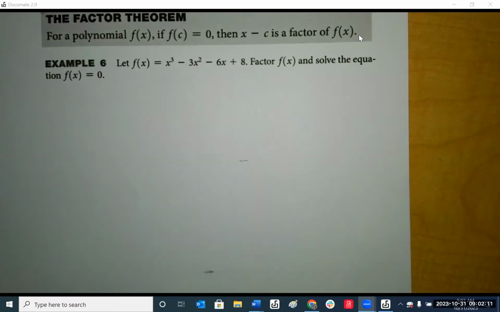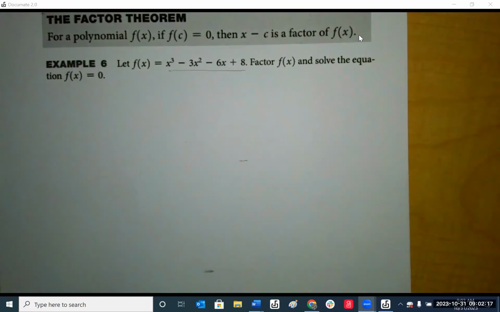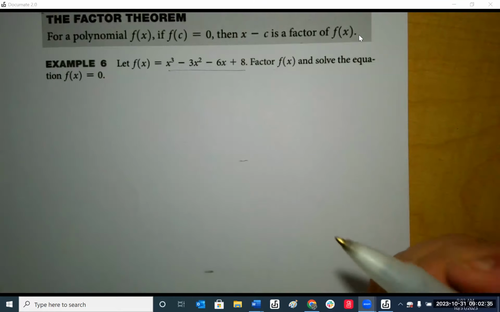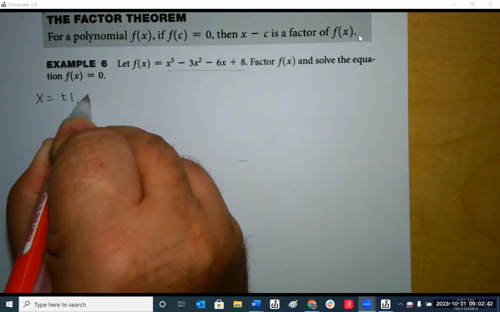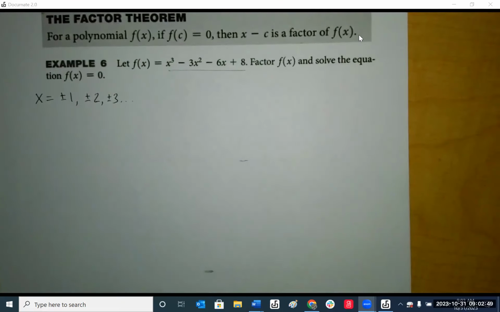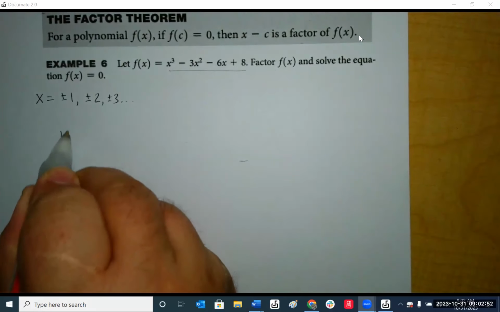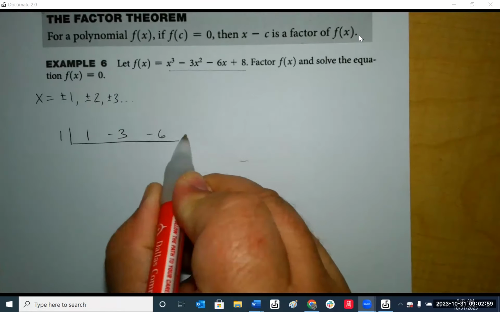This is a perfect lead-in to the next section, which we'll cover next time. I've just given you a polynomial. It says find all the factors. In other words, our solutions, our zeros, could be positive or negative 1, positive or negative 2, positive or negative 3, and so on and so forth. Let's begin with positive 1. So it's 1, negative 3, negative 6, 8.